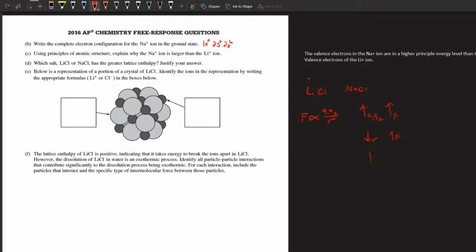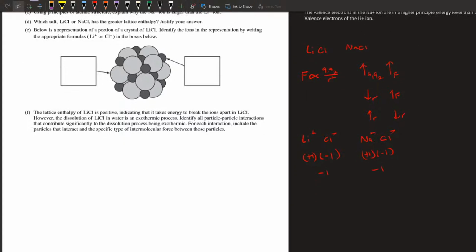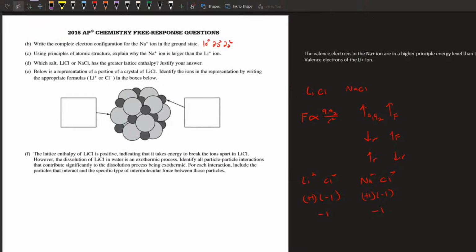And as radius increases, force decreases. They're inversely proportional. So let's compare them now. LiCl and NaCl. Li plus, Cl minus. We're going to multiply their charges. Plus 1 times negative 1 is negative 1. Now NaCl, Na plus, Cl minus, plus 1 times negative 1 is negative 1. They have the same Q1 Q2, so that's just irrelevant now. Now we only look at the radius.